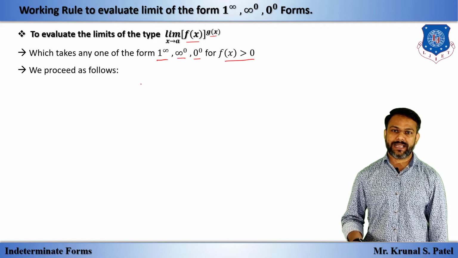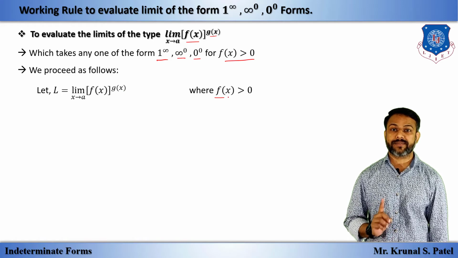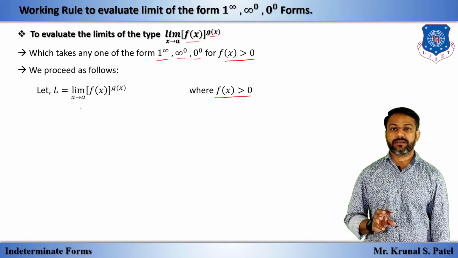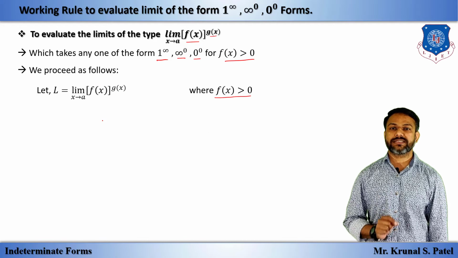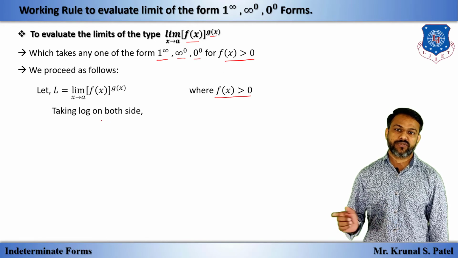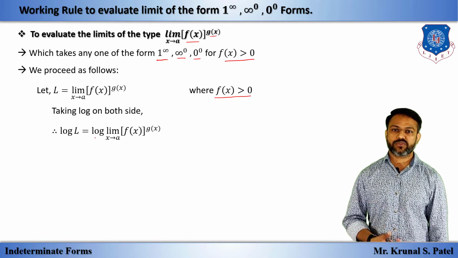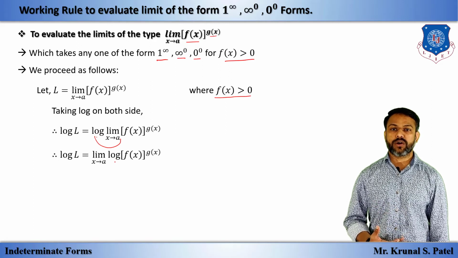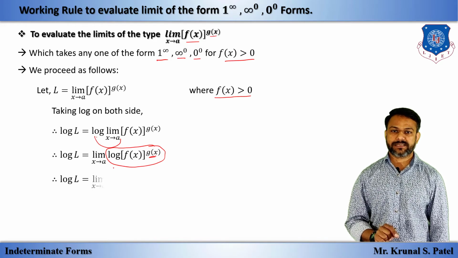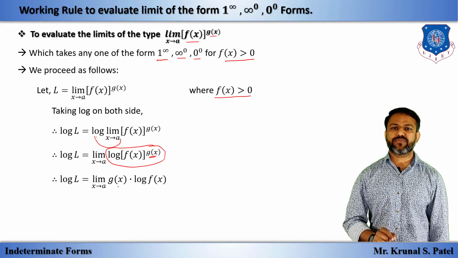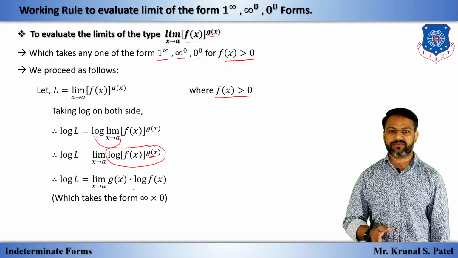So as usual, let L be equal to limit x tends to a, f of x raised to g of x, where we know that f of x is always greater than 0. Now whenever this kind of form occurs, a function raised to a function, always take log on both sides. So we have log L equal to log of this limit. We can take log inside the limit, and we know the rule of logarithm, that we can bring the power g of x forward, and we have this. So this form by default becomes 0 into infinity form. That means infinity into 0 form, we can say either of these.